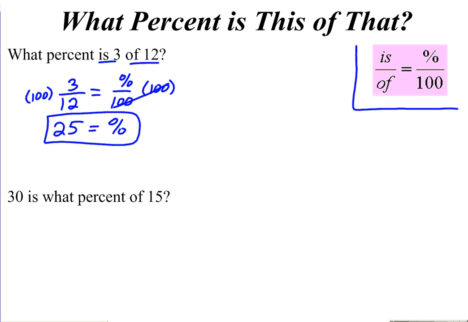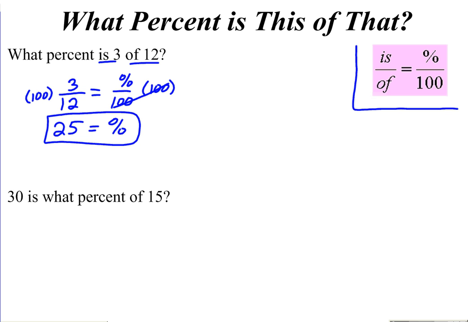Second way to do these types of problems is to remember that of means multiply, is means equals. And this is the way that I'm going to do these. I think for me it's easier to write an equation and solve than to remember the is over of equals percent over 100 and where each thing goes. So in this case, when we read this, we're just going to translate it into an equation in the same order that we read it.